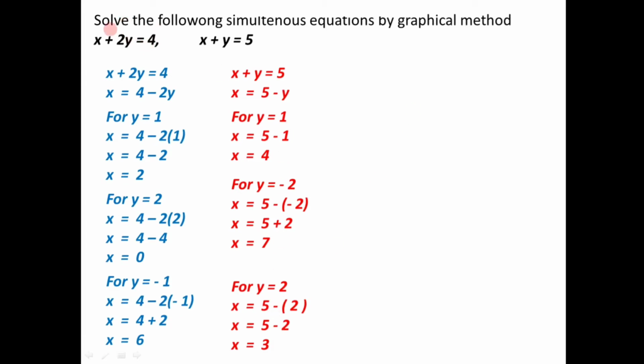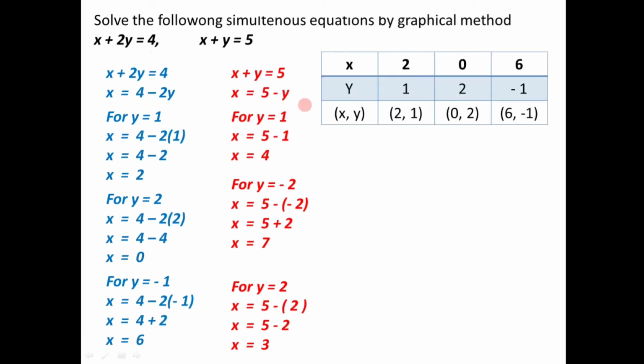Let us consider the coordinates table for the first equation. Here the variables x and y are written, and the coordinates x, y are written in the third row. As we can see, for y is equal to 1, we get the value of x as 2, so the coordinates are 2, 1. When y is equal to 2, we get x is equal to 0, so the coordinate is 0, 2. In the same way, when y is equal to minus 1, we get x is equal to 6, to get the coordinate 6, minus 1.